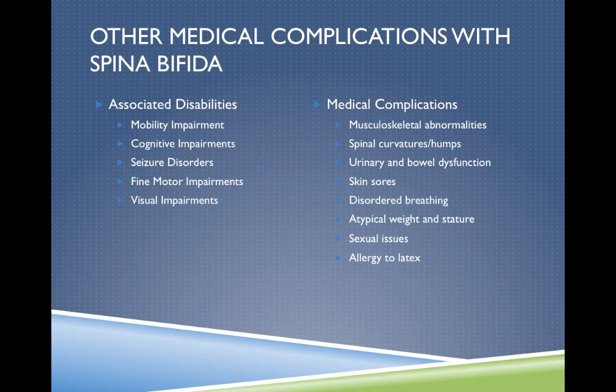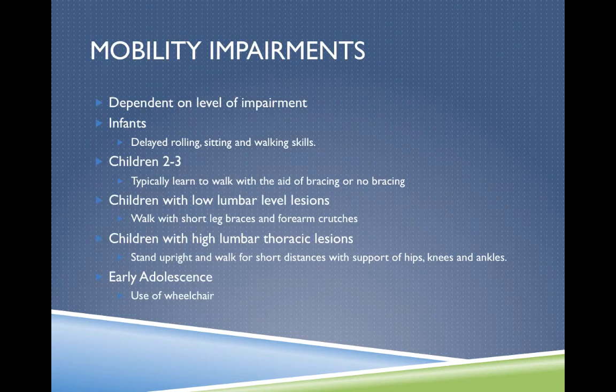Some other medical complications with spina bifida include some associated disabilities and medical complications. The associated disabilities include mobility impairment, cognitive impairments, seizure disorders, fine motor impairments, and visual impairments. And the medical complications include musculoskeletal abnormalities, spinal curvatures or humps, urinary and bowel dysfunction, skin sores, disordered breathing, atypical weight and stature, sexual issues, and allergy to latex. We're going to look at each of those categories on the last slide.